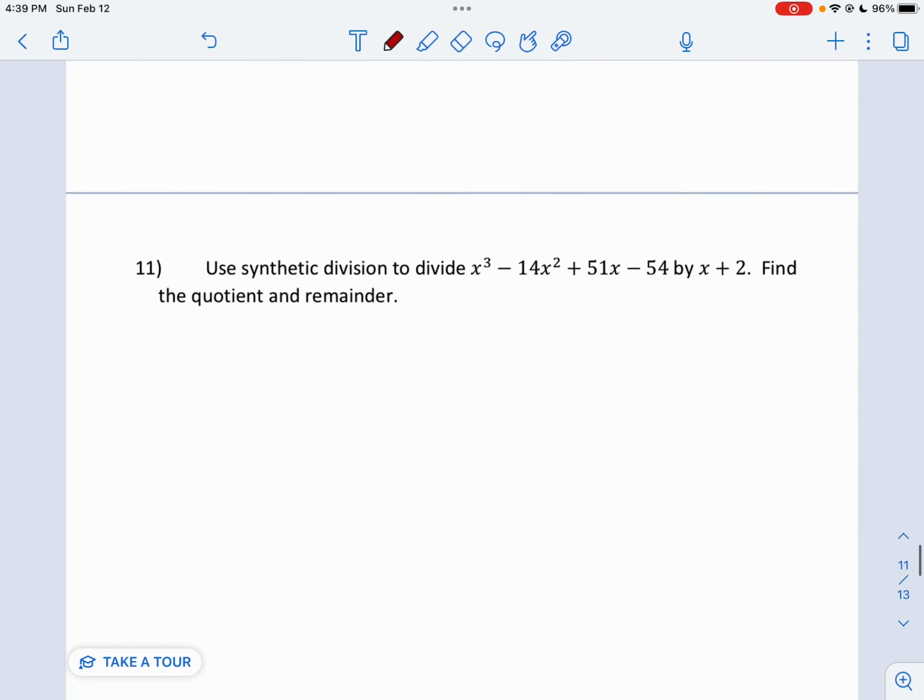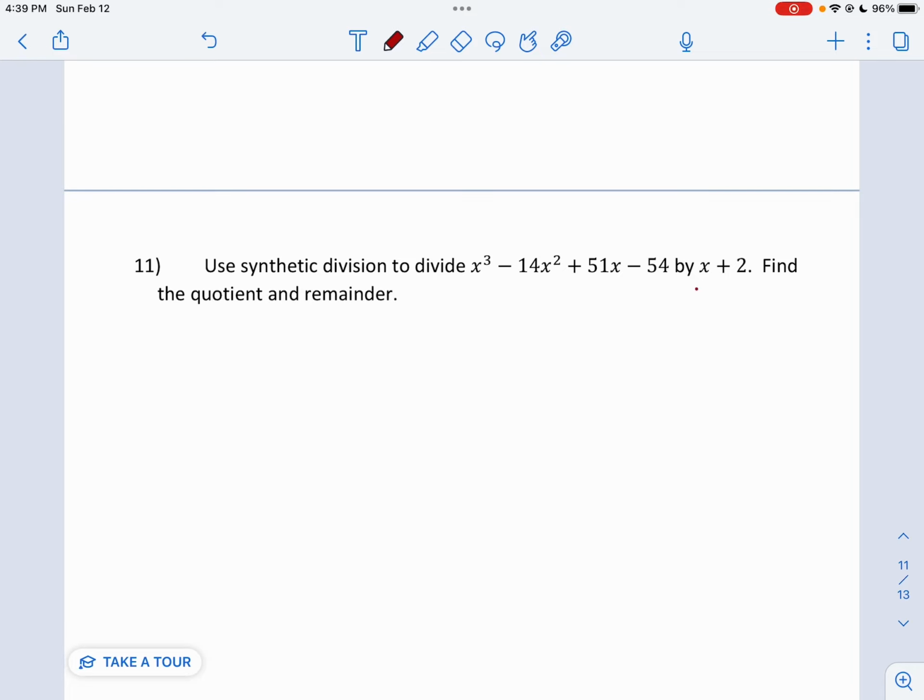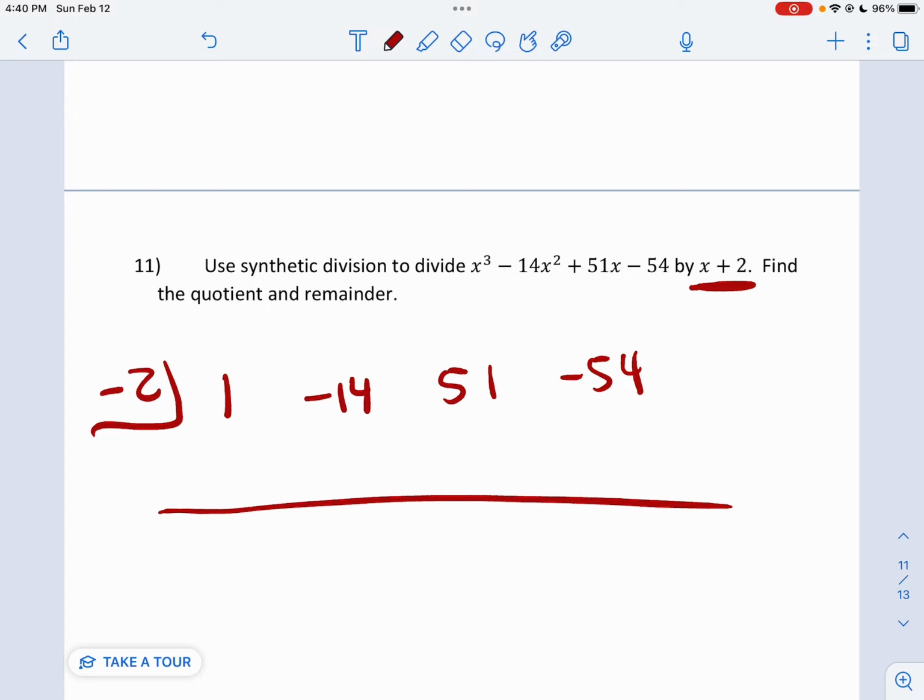All right, let's try another one. I know I can use synthetic division because I'm dividing by a linear term like this. I put the root in the corner. The root here is -2. I put the coefficients of the polynomial that I'm dividing across the top. I bring the first number down. I multiply what I just brought down by the number in the corner, and I write it here.